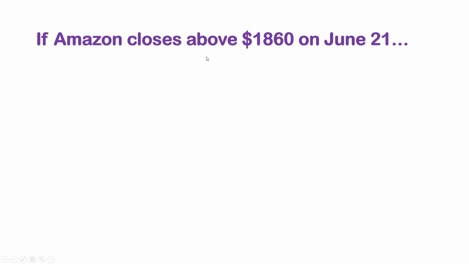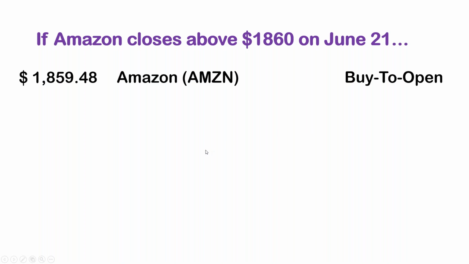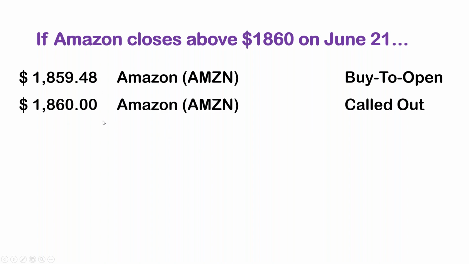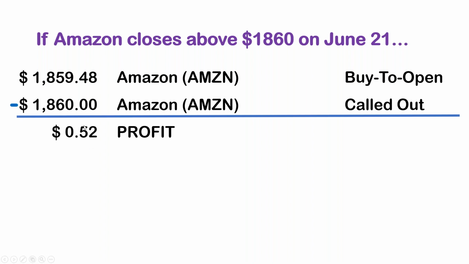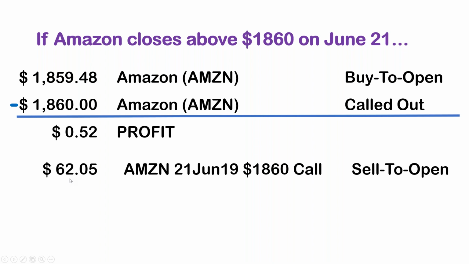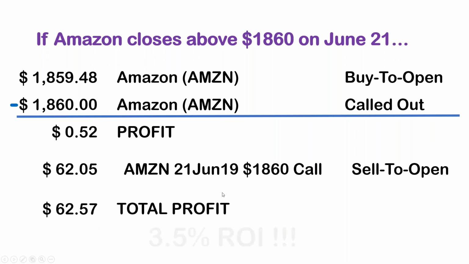So let's see what happens. If Amazon closes above 1860 on June 21st, what goes down? We paid for Amazon 1859.48. We get 1860 when we get exercised. So we walk away with only a 52-cent profit. Well, we also get to keep the money for selling that premium, 62.05, which brings us up to 62.57. That gives us a 3.5% profit.